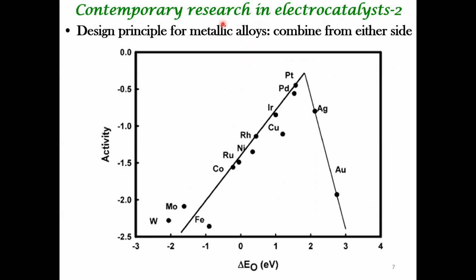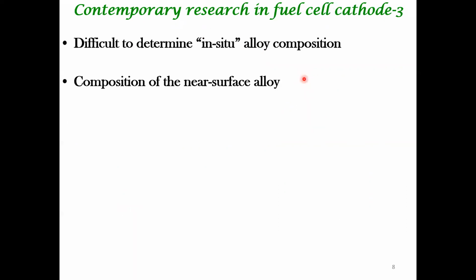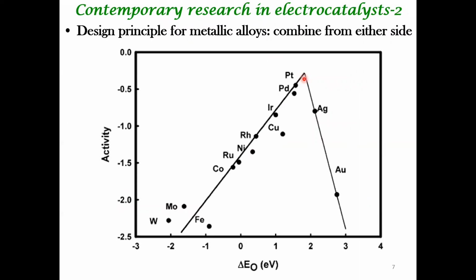So you design metallic alloys. You combine material from this and this, and try to see whether you can reach the volcano peak. There are lots of issues with catalyst design. It's not like making sambar or rasam, some dish in the kitchen. I cannot just arbitrarily take something here and something here and mix them together.